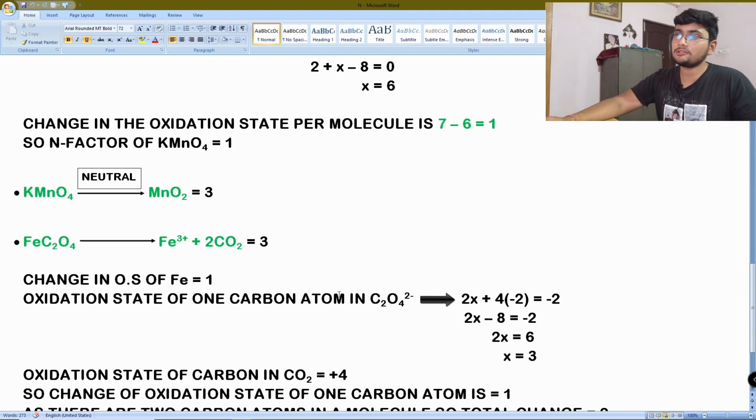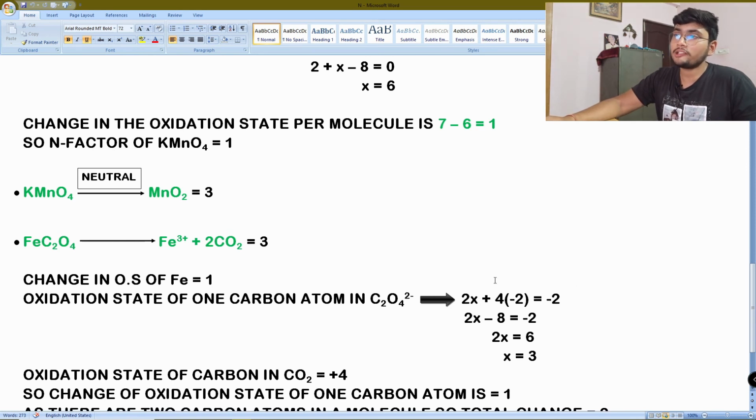So this is how you can calculate it. You see, we don't know the oxidation state of carbon, so I am assuming it to be X. Alright, and there are 2 carbon atoms, so basically 2X, see my cursor. Alright, so 2X plus 4 into -2, because the oxidation state of oxygen is -2, 4 atoms are there, so 4 into -2, and equal to -2 because the oxalate ion has an overall charge of -2 on it. Alright, so it will be equal to -2.